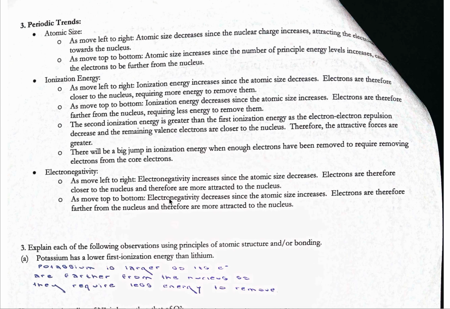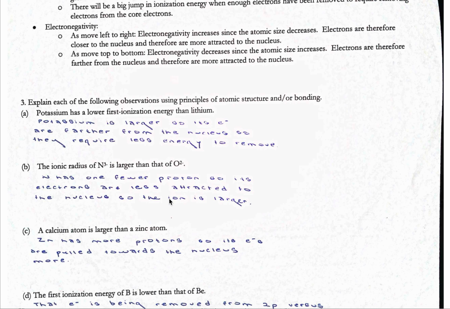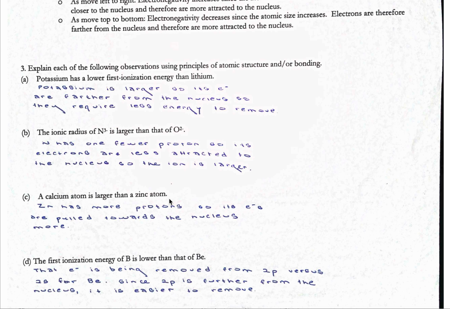Okay, so I'm going to scroll down. Periodic trend. So please listen to my explanations as I go through these, because some of you guys have failed to include all the information that's required, so you wouldn't get credit on a final exam or on the AP itself. So for 3A, it says potassium has a lower first ionization energy than lithium. Well, potassium has a lower first ionization energy because it is larger. Therefore, its electrons are going to be farther from the nucleus, so it's easier to remove them.